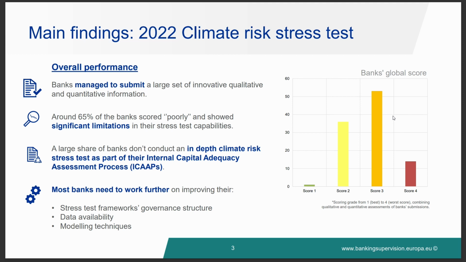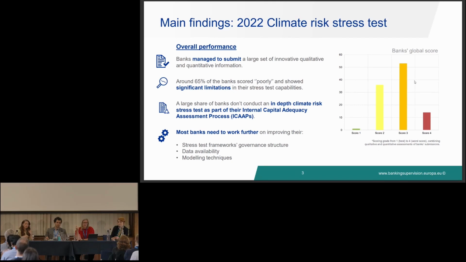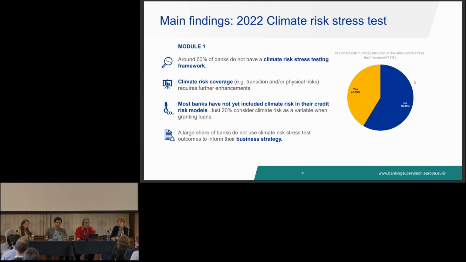Our findings were that banks need to further work on improving their stress test frameworks and governance structure. So really, how do you embed it in your whole company? Improve data availability, and improve modeling techniques. Now diving a bit deeper on the findings we had in these three different modules. So the first one, how do you organize your climate stress test internally?